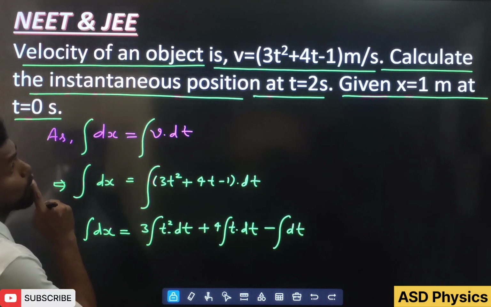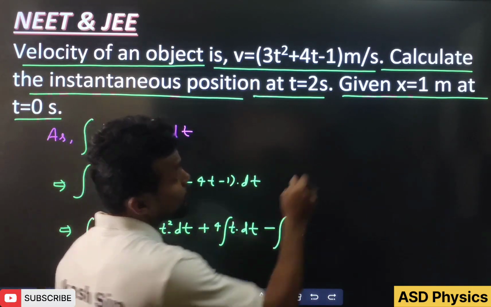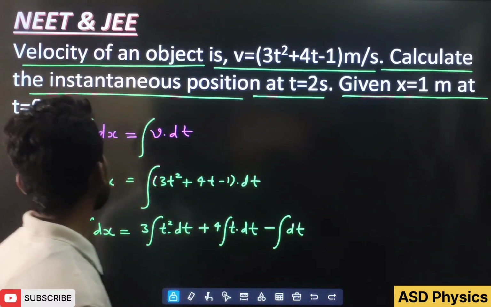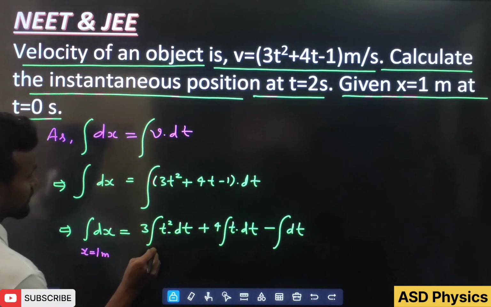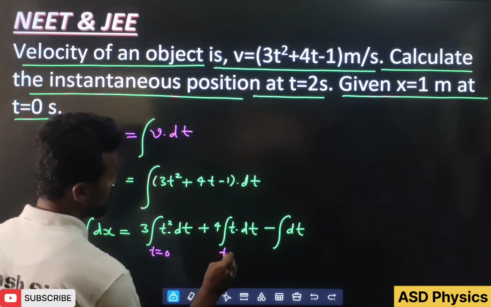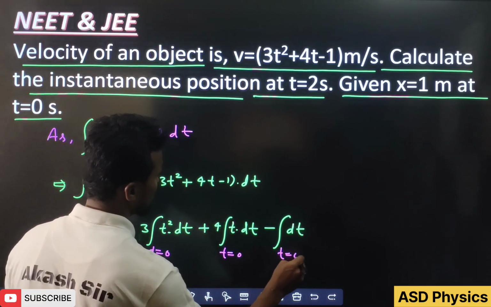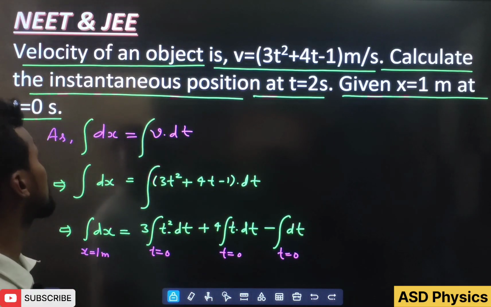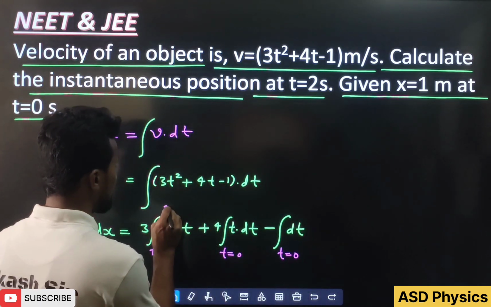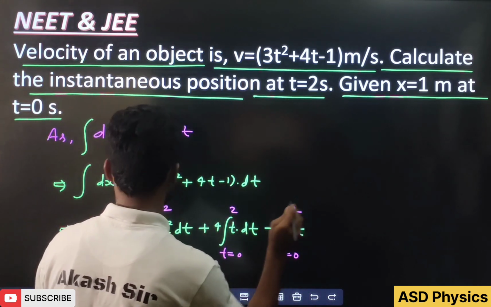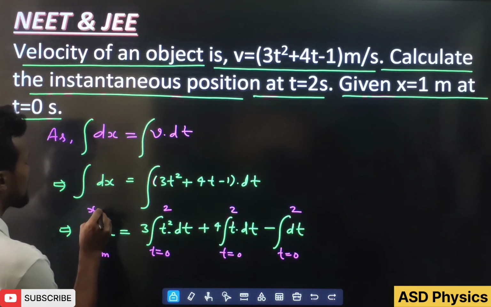So what is this? The lower limit we have to put from the given condition: x equal to 1 meter at t equal to 0 second. So see here, x equal to 1 meter at t equal to 0. And when we have to calculate the instantaneous position at t equal to 2 seconds, the upper limit is 2, 2, 2. And let's take for example I have written here x1.